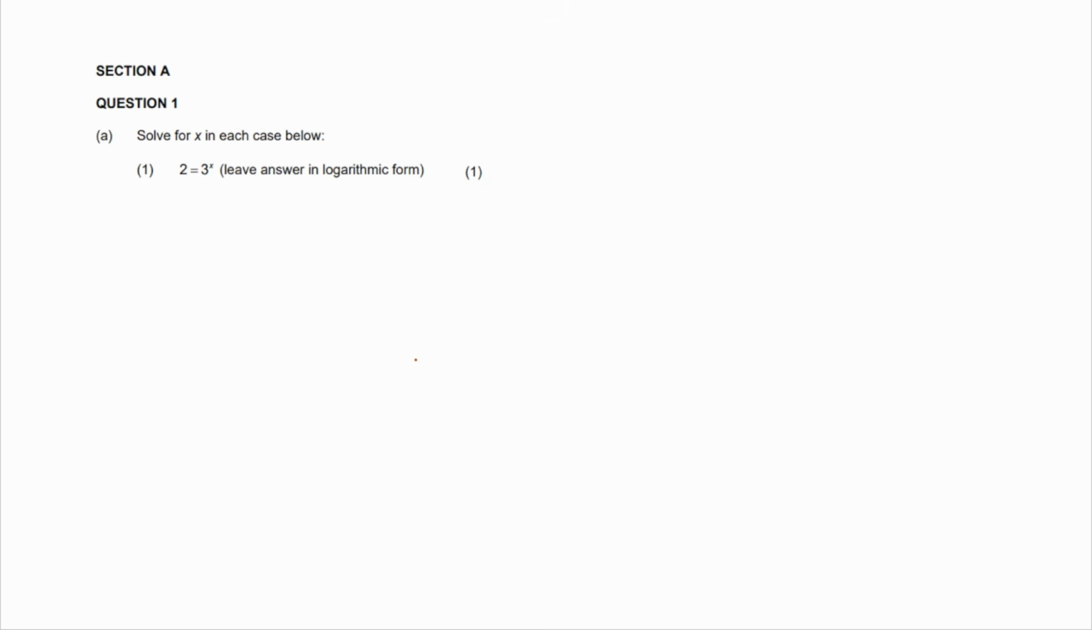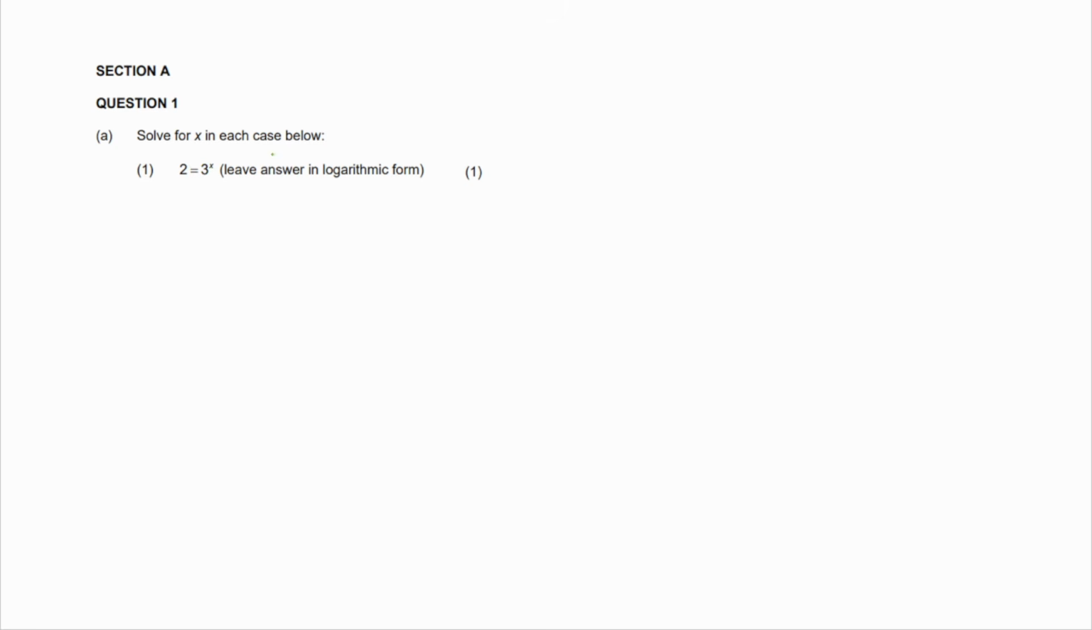Let's get into it. So question 1 in section A, they tell us that we need to solve for x in each case below. So here's question 1. We have to do this. We need to solve for x, and we need to leave the answer in logarithmic form. Okay, so x is over here in the exponent place. So if we look, our base is 3.